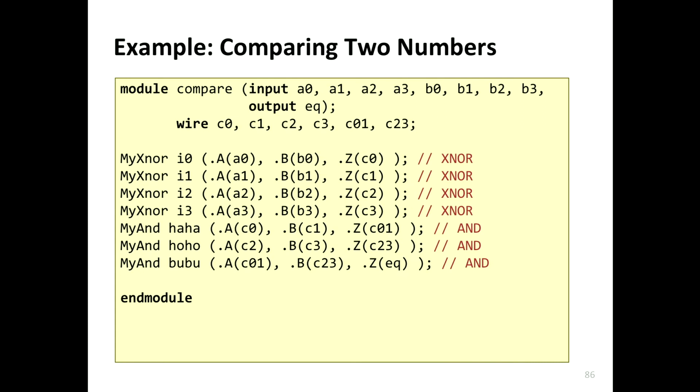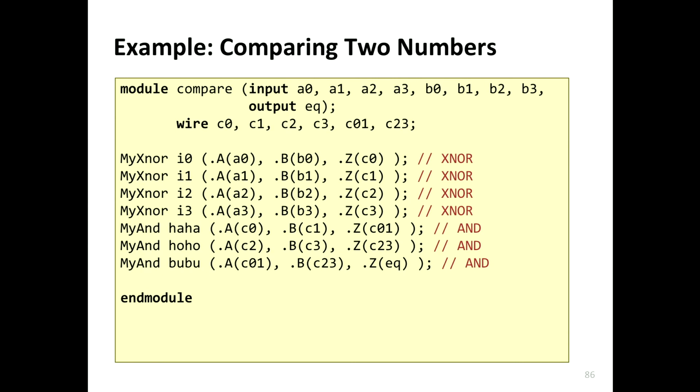And now, when you want to say that A is equal to B, how would you say that? You have to AND everything. So you have to say that A0 and B0 are equal, and A1 and B1 are equal, and A2 and B2 are equal, and A3 and B3 are equal. So you will have to AND all of them together to give you the equal output. Right?